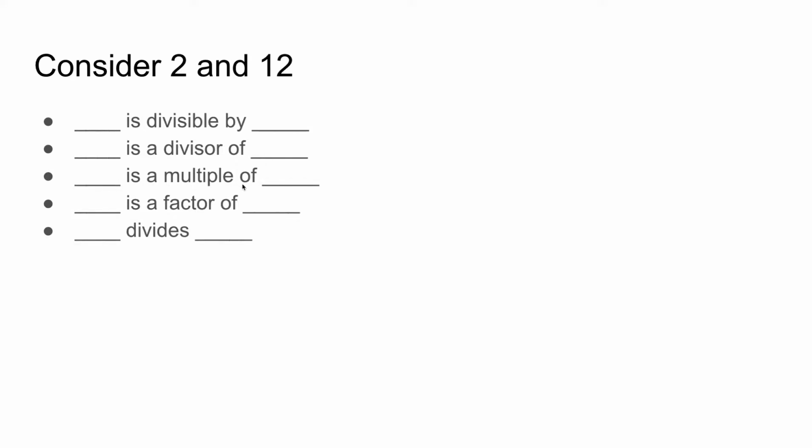Then what is a multiple of what? When you're multiplying something, you get this number. So 12 is a multiple of 2, because 2 times 6 is 12, right? What is a factor of what? A factor is a smaller unit, so we can say 2 is a factor of 12. What divides what? 12 divides 2, or 2 divides 12? Yes, 2 divides 12. So we know the relationship between 2 and 12 using a lot of different ways of expression.